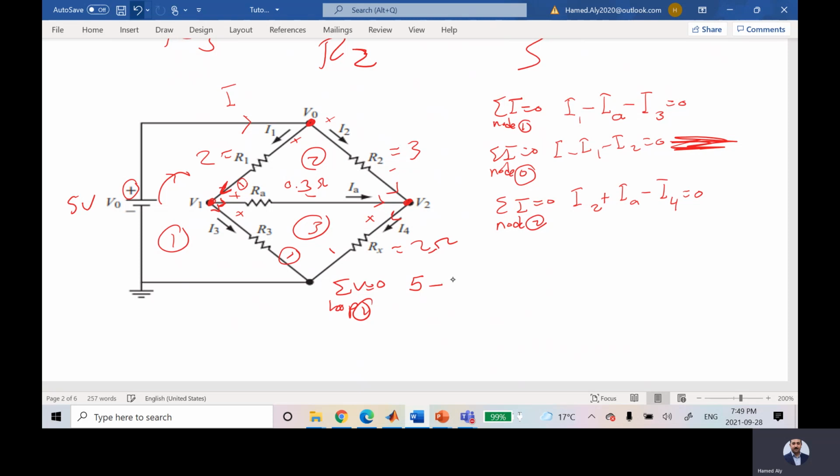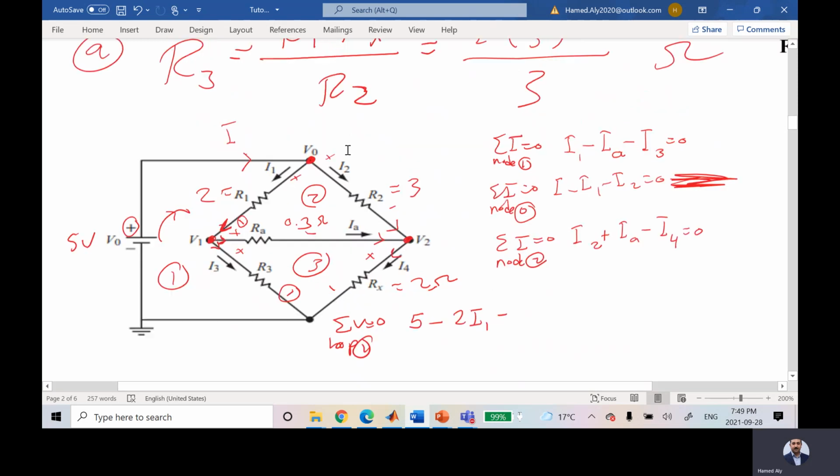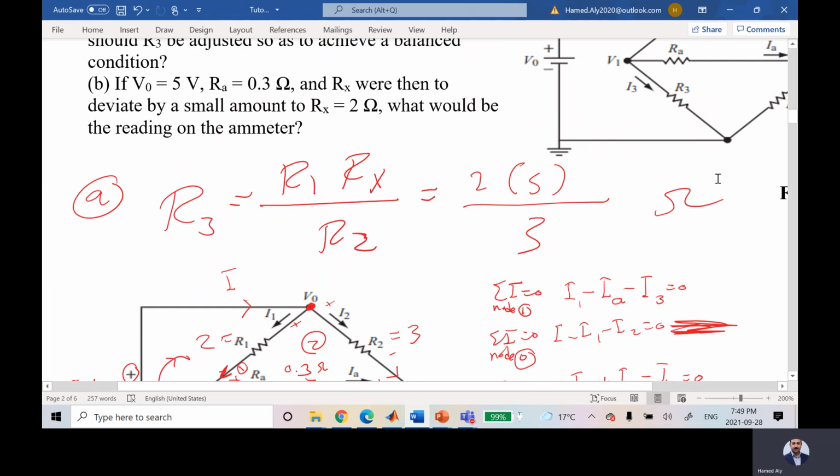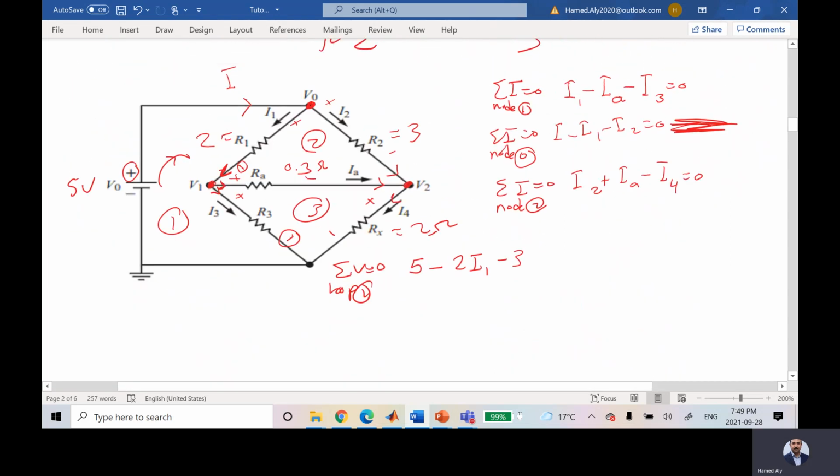Then minus 2I1 minus I3 times R3. What is the value of R3? You give it to me, I believe. R3, yes, I have already calculated. You said it is equal to what? 3.1? Okay. So 3.3 multiplied by I3 is equal to 0. Then summation V is equal to 0 for loop number 2. For loop number 2, I will go that way and keep the second sign.